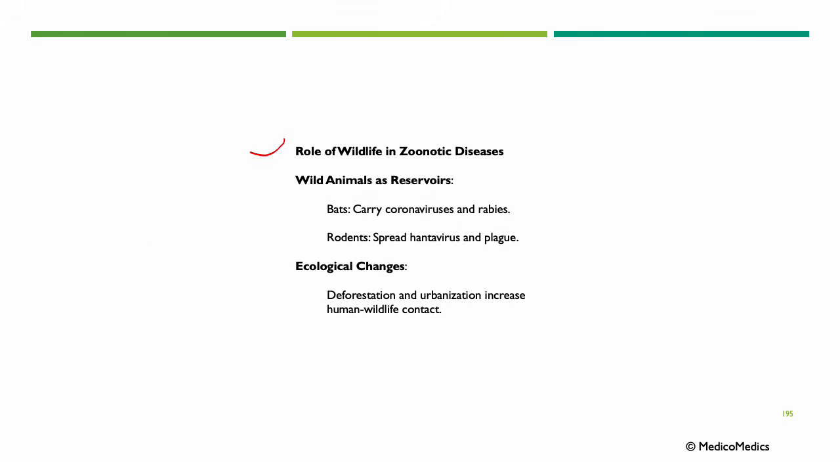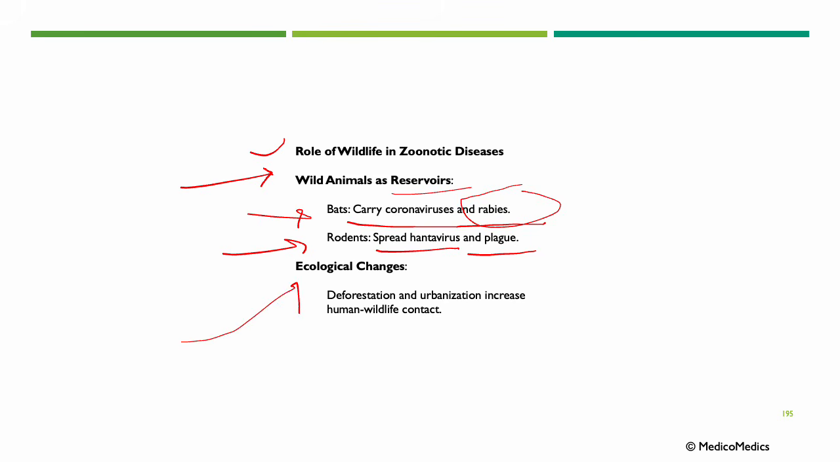Now, what is the role of wildlife in zoonotic diseases? Well, wild animals are reservoirs. So bats, for example, carry coronaviruses and rabies. Rodents spread hantavirus and plague. Ecological changes, so deforestation and urbanization, increase human-wildlife contact.